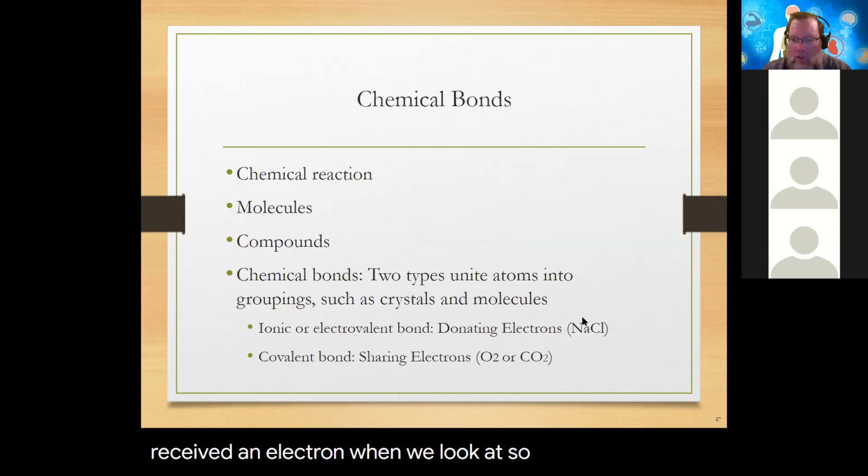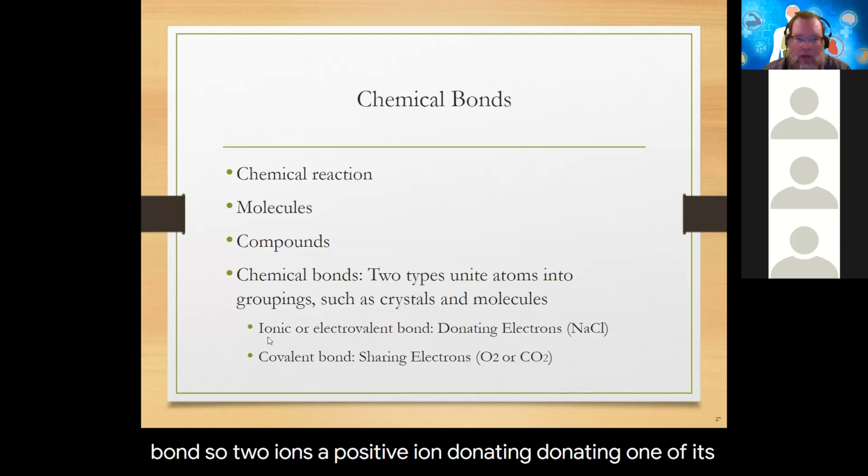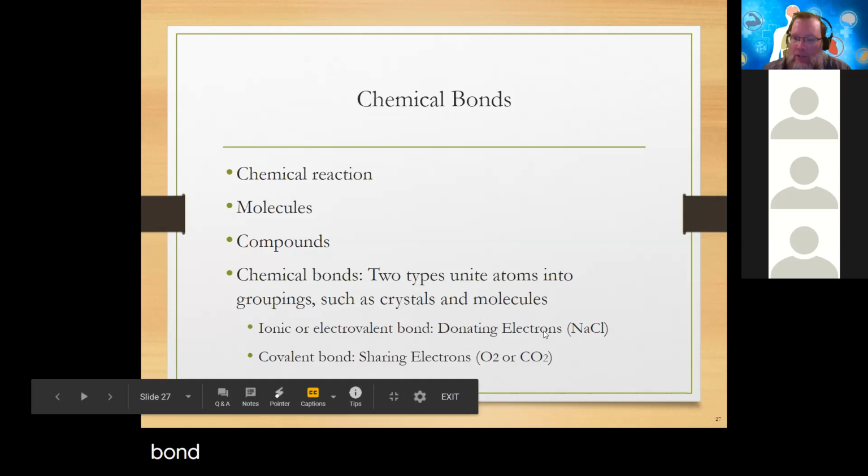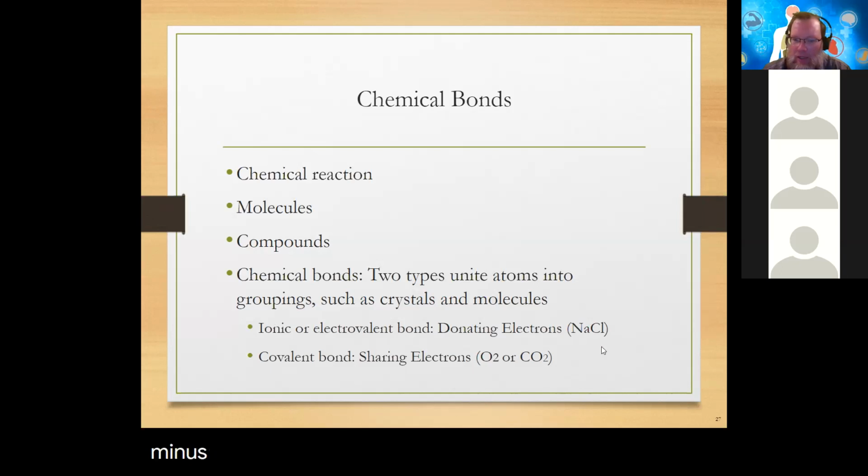When we look at sodium and chloride, we see the donating of electrons occurring. That's an ionic bond. So if two ions, a positively charged and a negatively charged, come together, that's called an ionic bond. So when we have a Na plus coming together with a Cl minus, we have sodium chloride. That's an ionic bond.